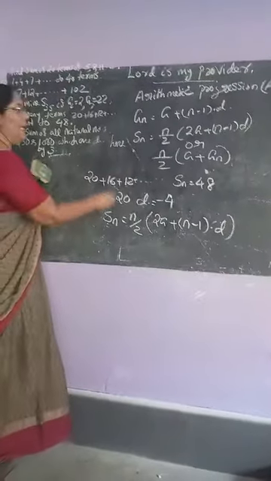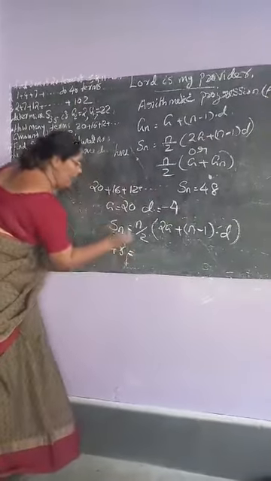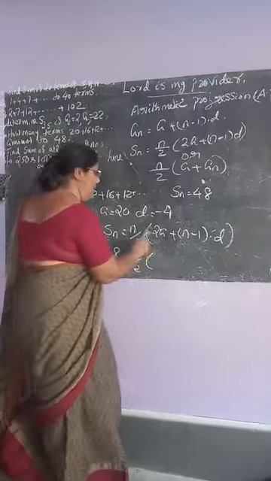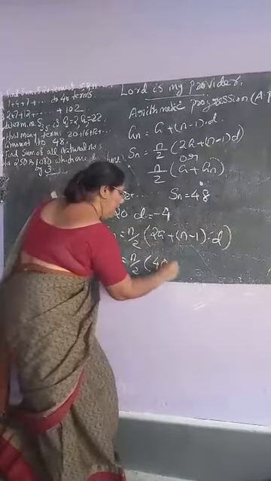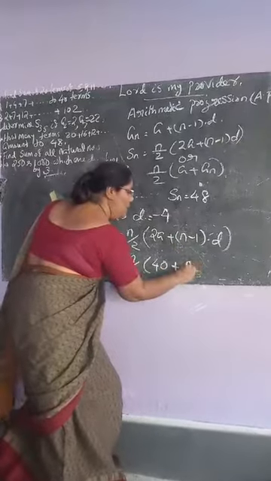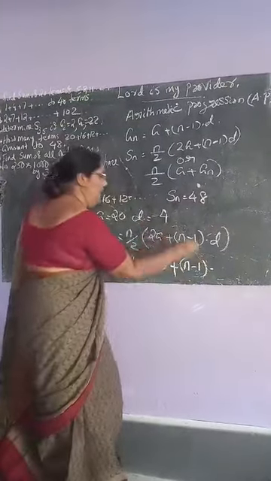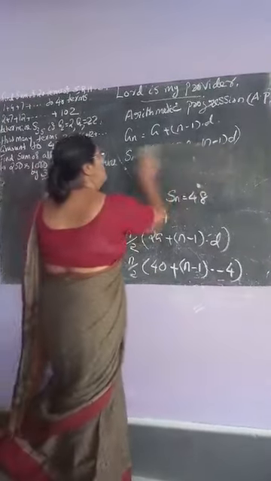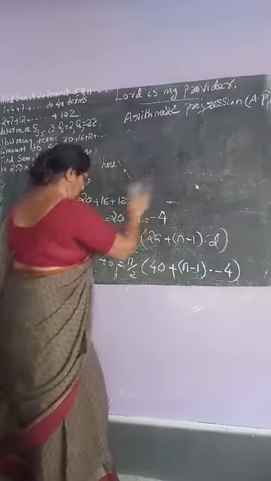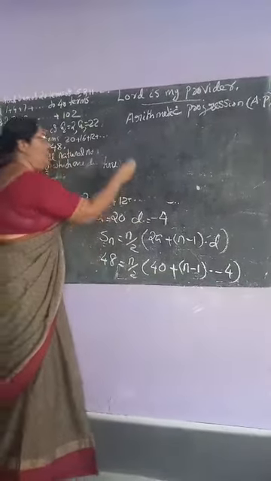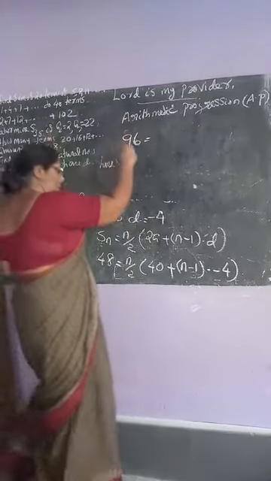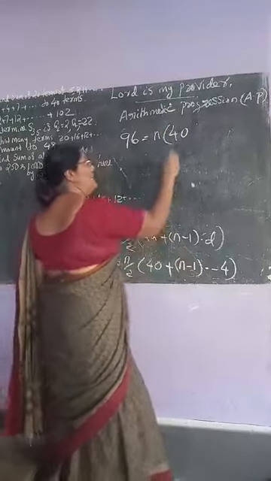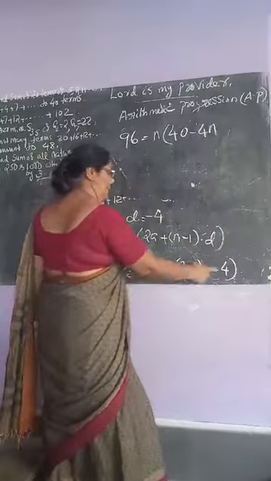Now, Sn means 48 is equal to n by 2 into 2 into a. 2 into a means 2 into 20. That is 40 plus n minus 1. N is not given. N minus 1 into d is minus 4. Understand the step? Now, look here. 48 into 2. What is 48 into 2? 96 is equal to n into 40, opening the bracket, minus 4n plus 4.